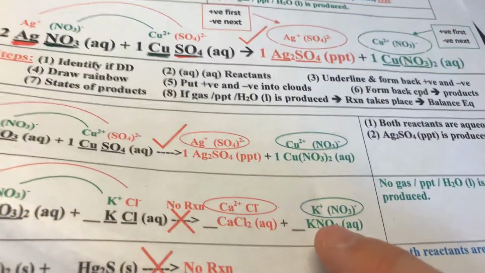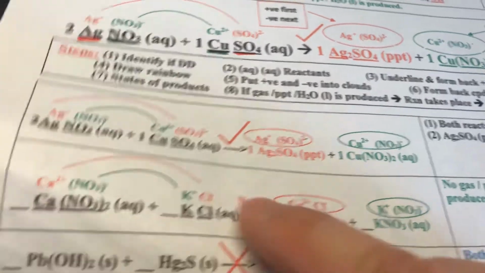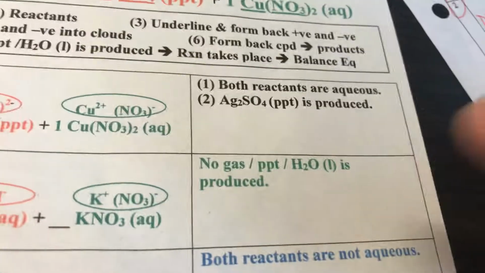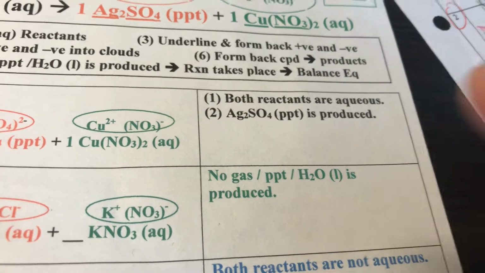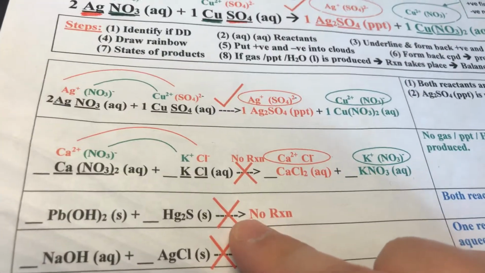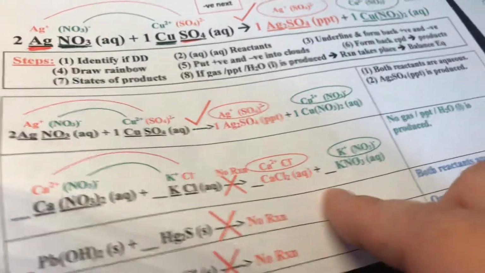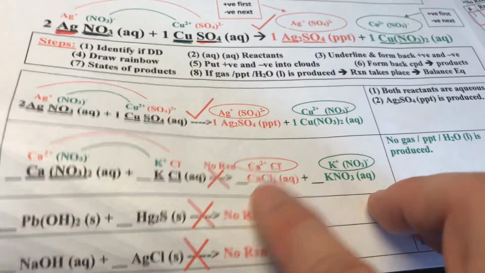I don't need to balance the equation. Just put X under no reaction, no balancing. The reason I have to write it is that no gas, precipitate, or liquid H2O is produced. That's the reason you need to write it. And then the third one, I find out immediately. I don't even need to do any rainbow or cloud.